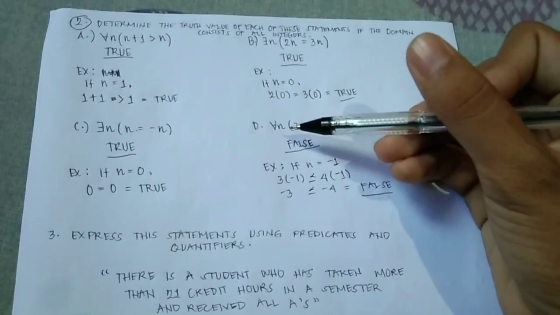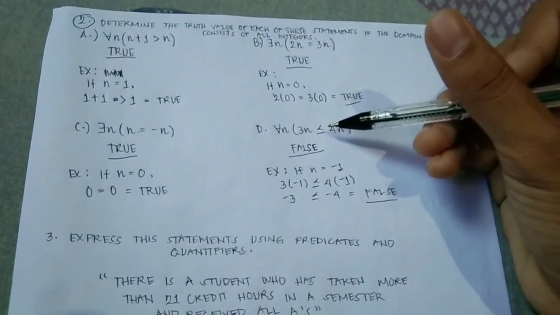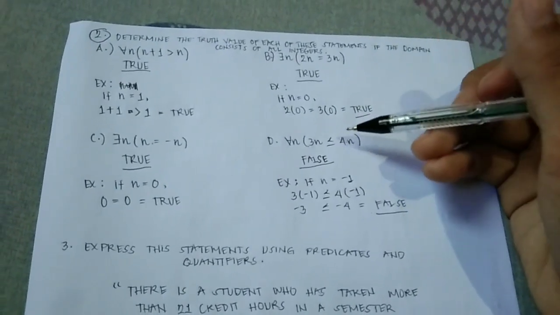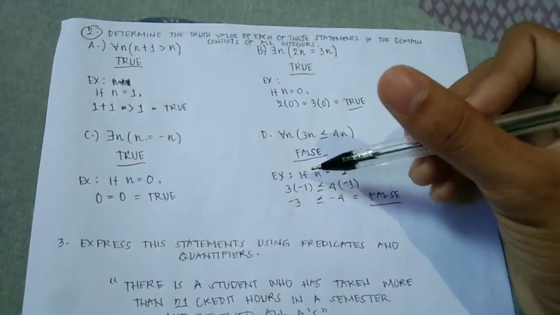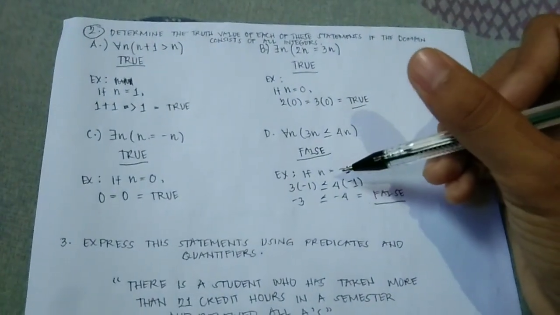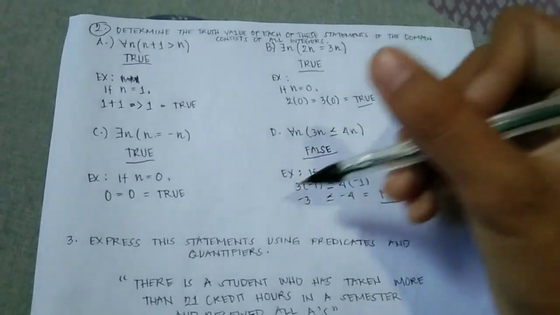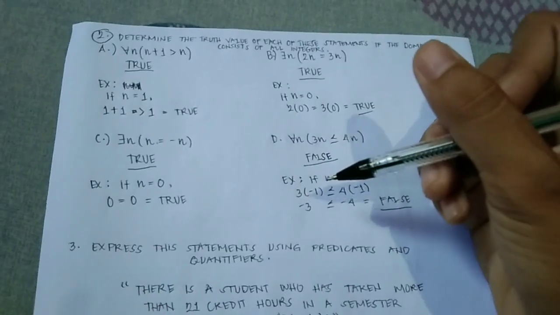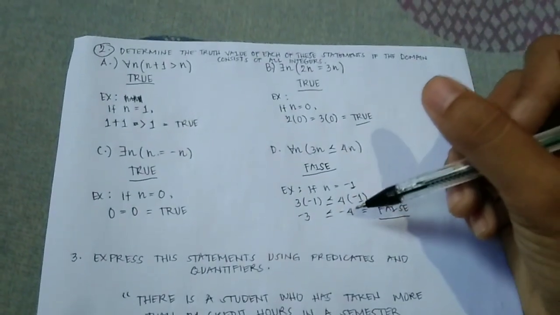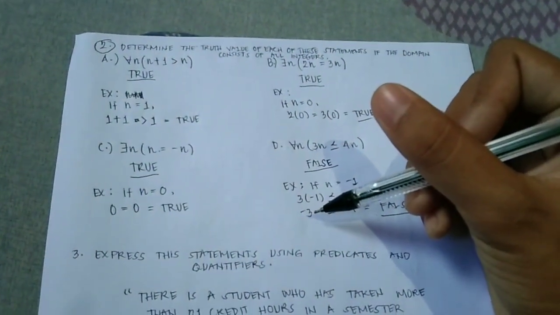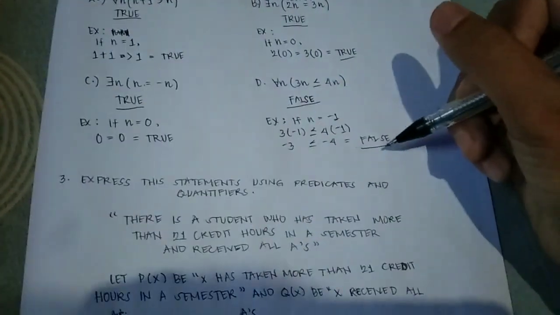D. Universal n, open close parenthesis 3n less than or equal to 4n. My answer is false, because if we let n equal a negative integer, example, negative 1, 3 times negative 1 equals negative 3, and 4 times negative 1 is negative 4. So negative 3 is not less than or equal to negative 4, which is false.